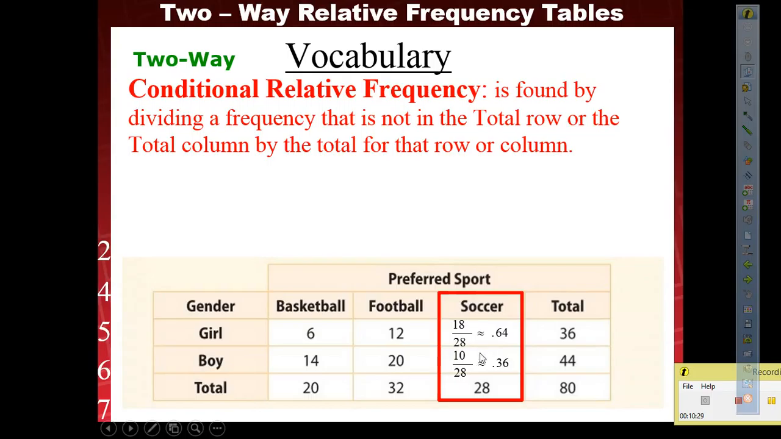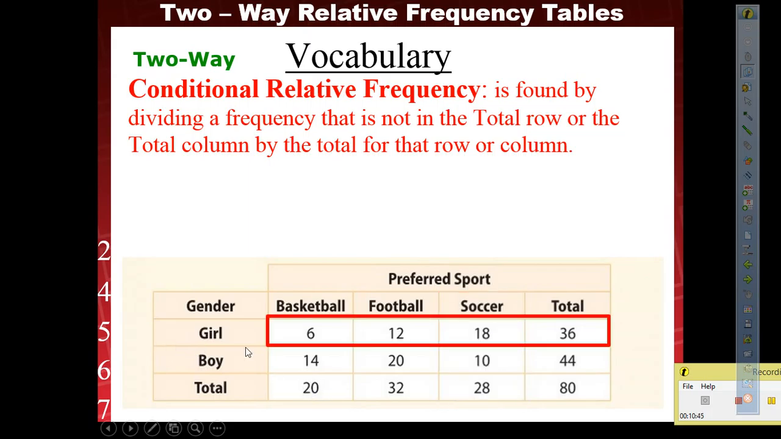Let's say I changed the condition and I said, find me the relative frequency for the condition of girls only. Girls only. So then you look at these. Therefore, tell your neighbor, what would you write for this cell? Okay? So I hear 6 over 36, and you simplify, yes? How about this one? 12 over 36 and 18 over 36. You get the conditional one, right?